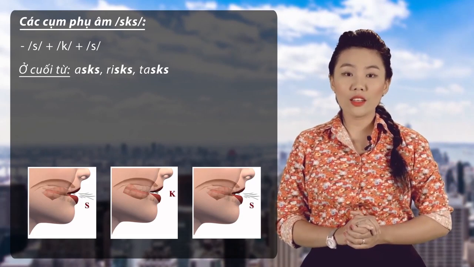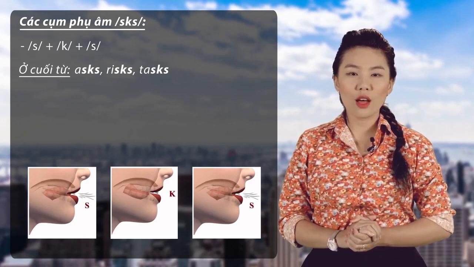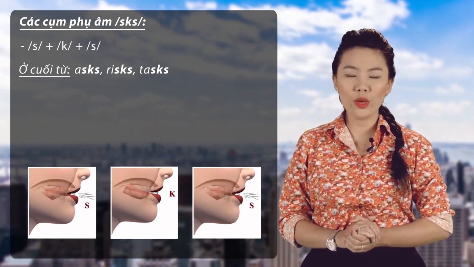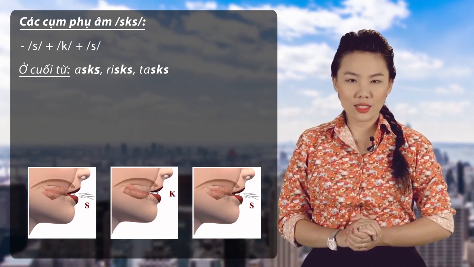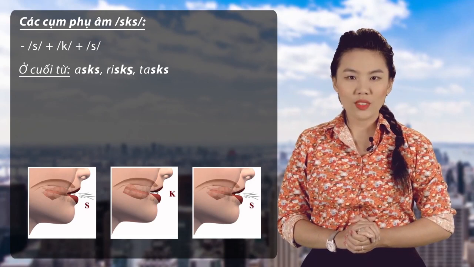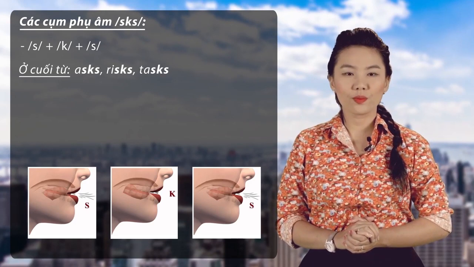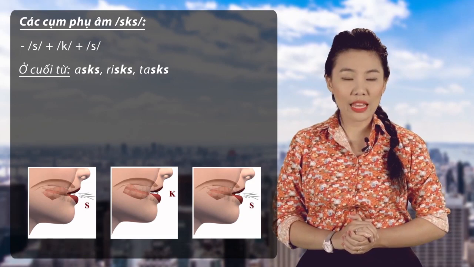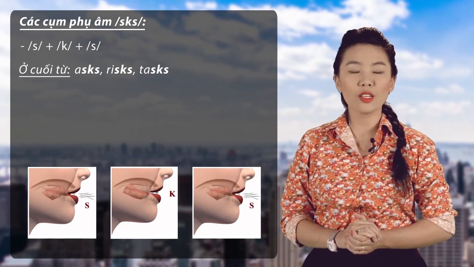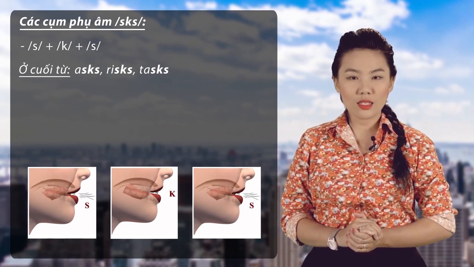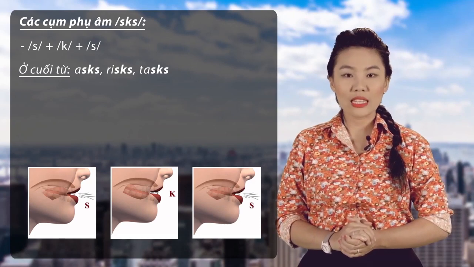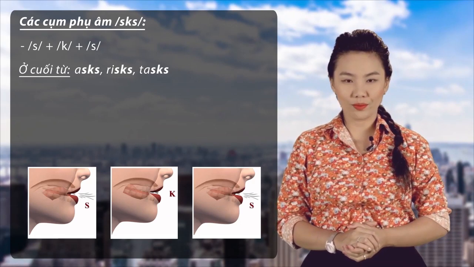Khi bạn đã có thể nói những từ như thế này và sau đó phát âm thứ hai ở cuối, asks, risks, tasks. Hãy tạm dừng video này và thực hành nói những từ này với tổ hợp âm một cách chính xác. Tạm dừng video tại đây.